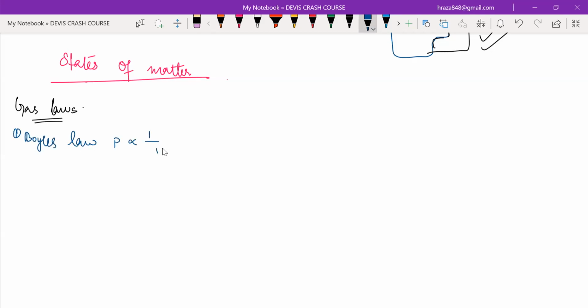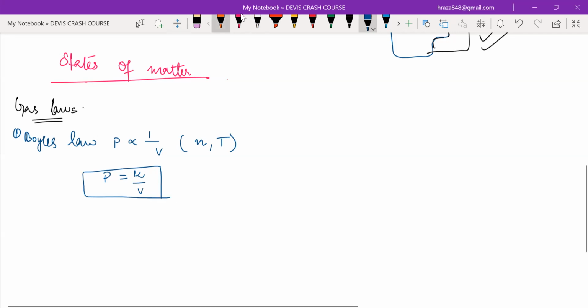So pressure is inversely proportional to volume at constant. Whatever I'm going to write in brackets or parenthesis will be constant, right? So constant number of moles and temperature. Here you can see P will be equal to K upon V, where K is constant. So it is understood that if you increase pressure, volume will decrease. Is that clear?